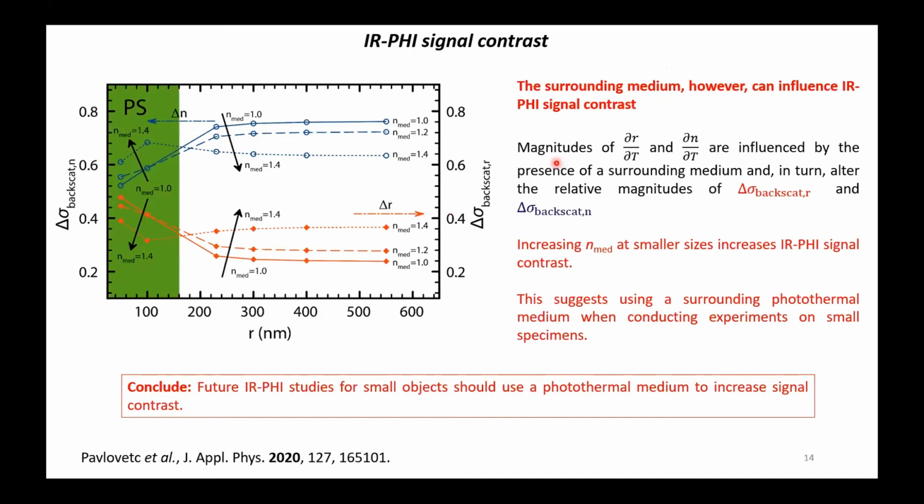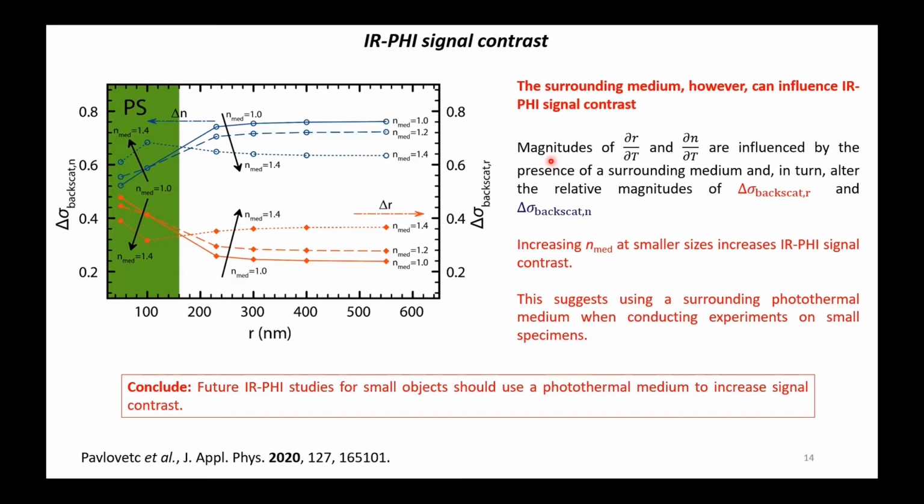As I mentioned, there is no surrounding medium in our experiment. That's the main difference from visible PHI. Surrounding medium, however, can influence the signal, and this is because it's going to influence refractive index contrast most of all, and it's going to change how heat dissipates. It's going to change how the thermo-optical coefficient changes, and basically it's going to influence how much change to backscattering cross-section is going to happen in response to temperature change.